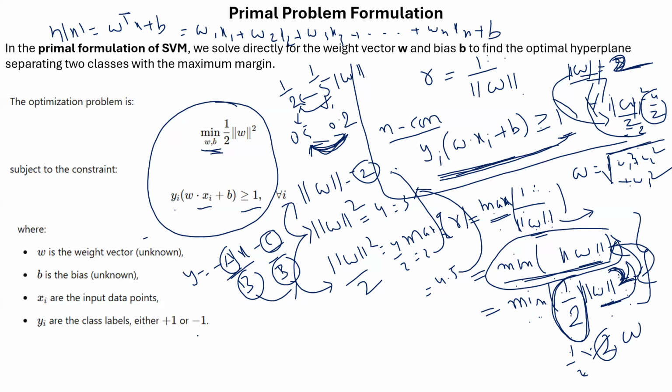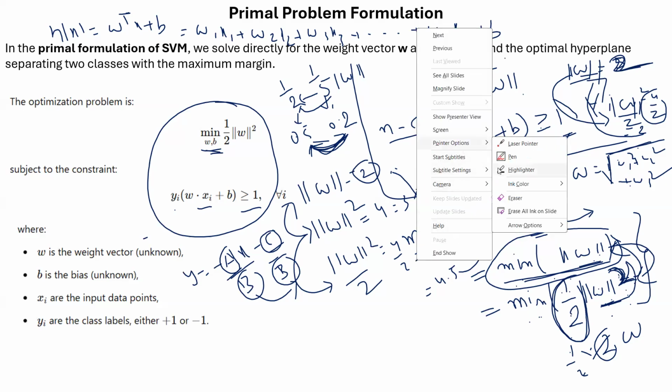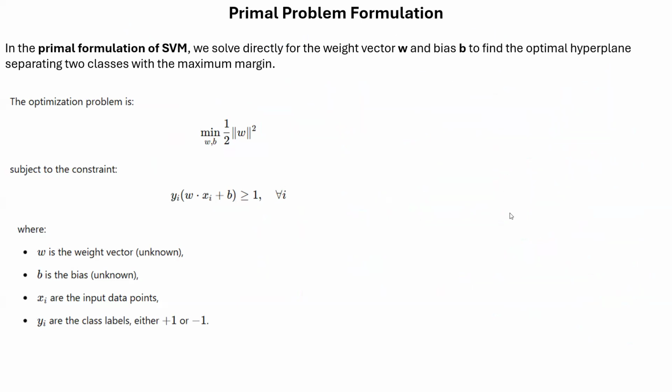SVM is basically used for binary classification. If you want to do multi-class classification, we already talked about this, right? The one versus one or one versus many approach. So if you have to do multi-class classification, you have to combine multiple SVMs and combine their results to get the answers. So this is what the primal formulation for SVM is. Is this clear, or have you got confused anywhere?